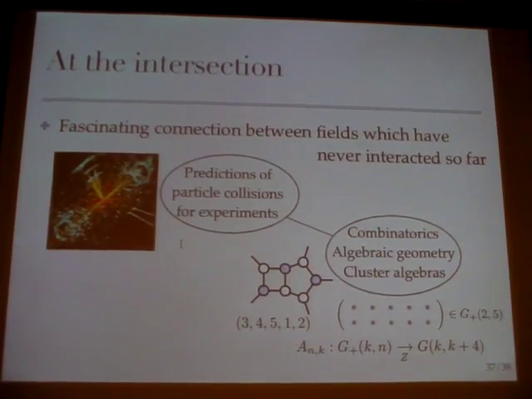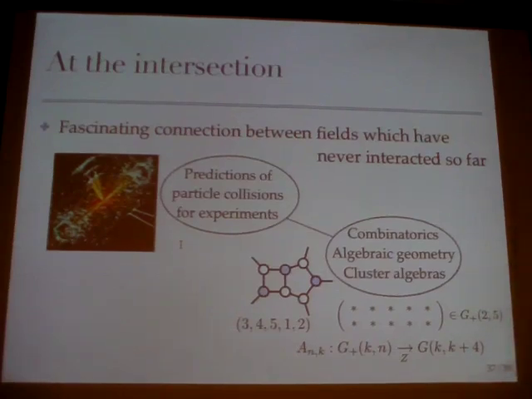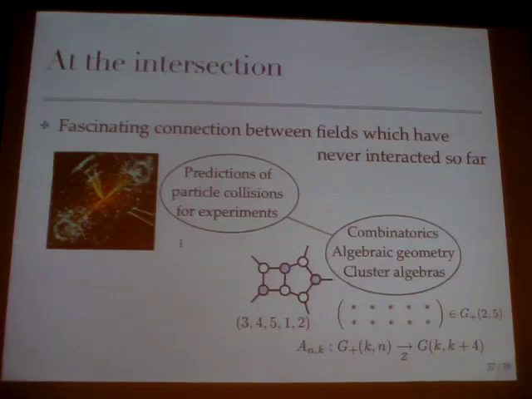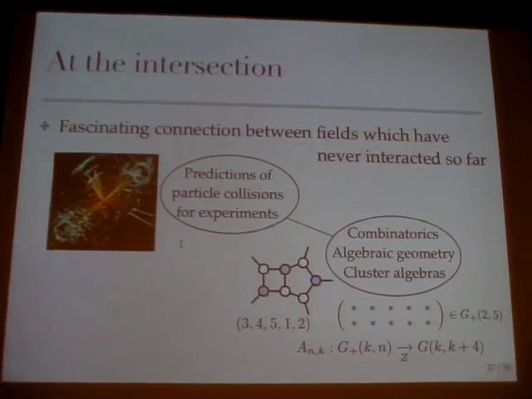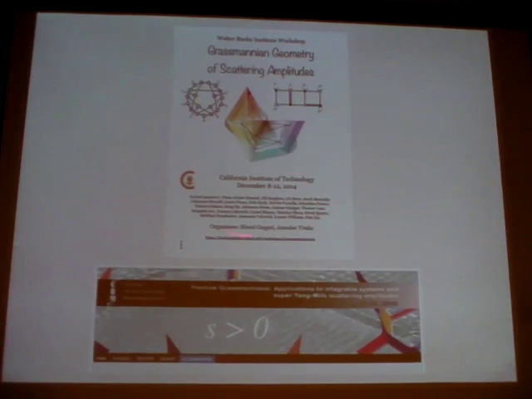And actually this is the connection between amplitudes and this type of mathematics I showed you. It's kind of interesting because these subjects have never interacted so far: predictions of amplitudes, and combinatorics, algebraic geometry, and cluster algebras, and it has been a very fruitful interaction between these 2 fields. And we also have already workshops on this subject. So in December, I co-organized a workshop at Caltech on Grassmannians and scattering amplitudes, and we had more than 60 participants. There will be another workshop organized now by mathematicians in Montreal in the summer.